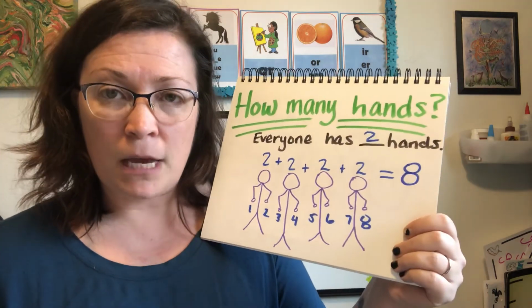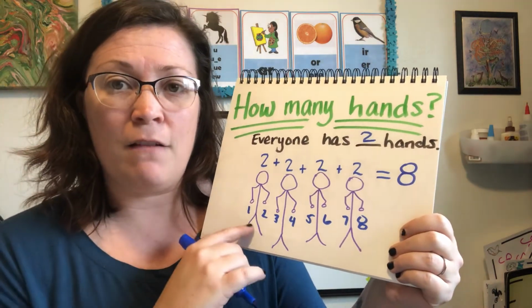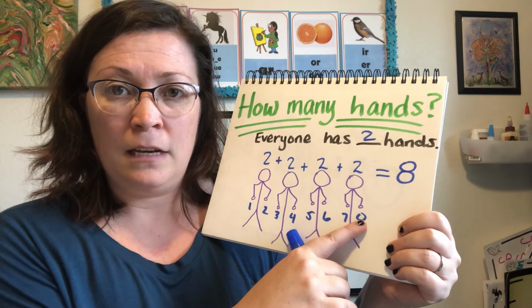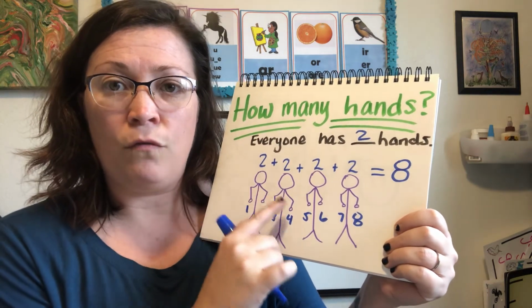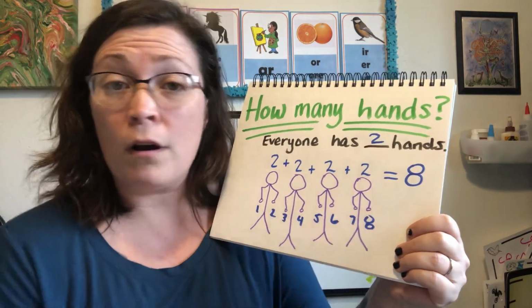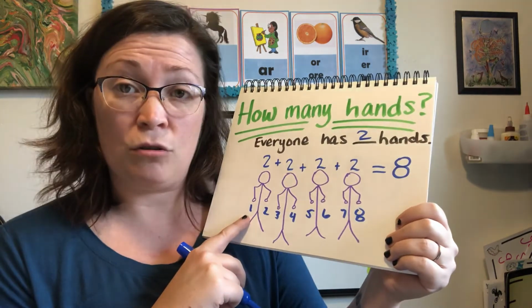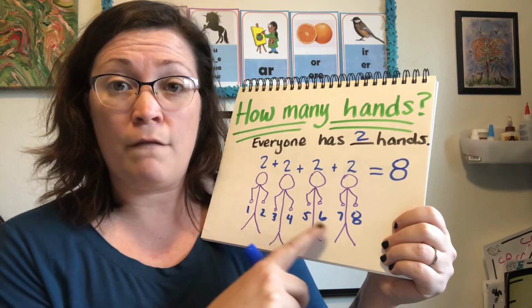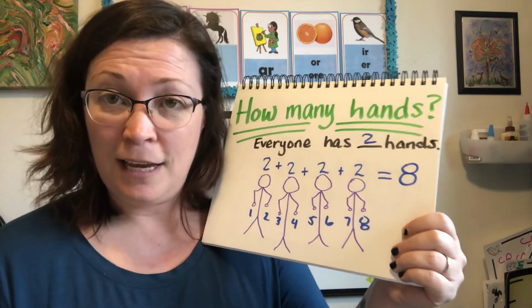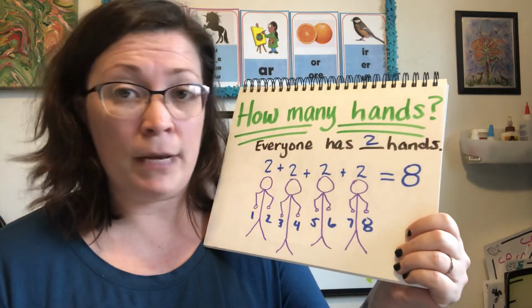So that's another way you can think of it, is if I have 4 people, they have 2 hands each. 2, 4, 6, 8. Or if you really want to count all the hands, that's totally fine. 4 people draw their hands. 1, 2, 3, 4, 5, 6, 7, 8. So that's how you play how many hands.